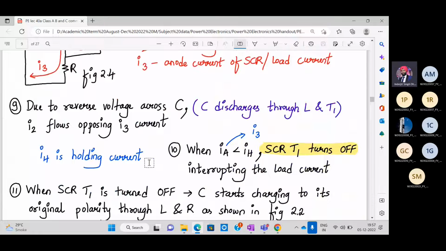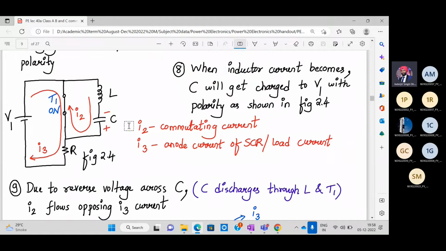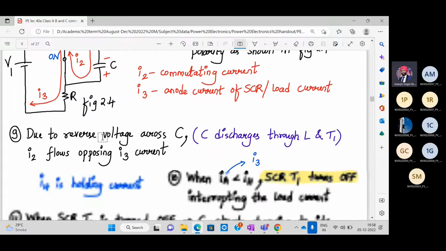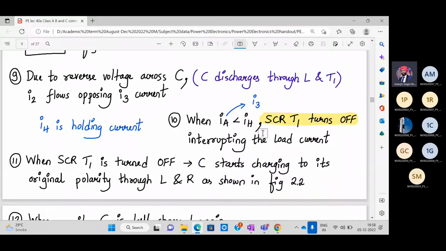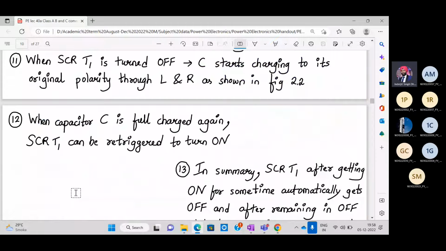IH is called the holding current. So whenever the anode current, that is the I3 current, falls below the holding current, the SCR will turn off, which will interrupt the load current. See, both the currents are opposing now. So whenever the anode current becomes less than the holding current of the SCR, it will turn off. When the SCR turns off, the capacitor starts charging to its original polarity.